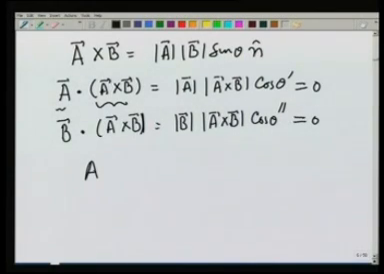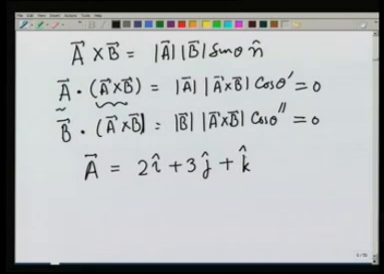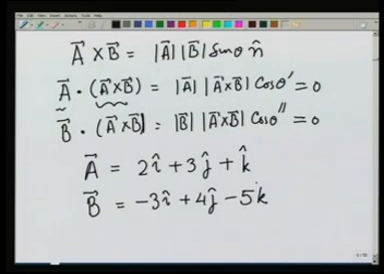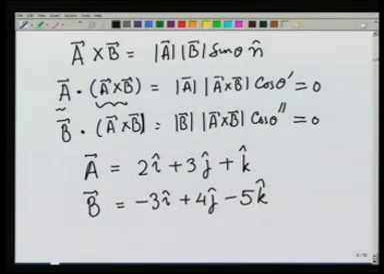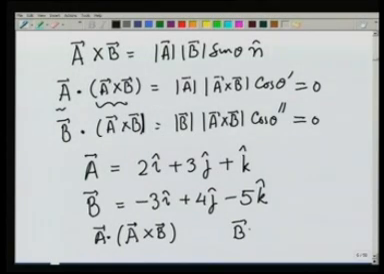Let us take A to be a vector, let us say 2i plus 3j plus k, and B to be a vector, let us say minus 3i plus 4j minus 5k. We want to take their cross product or vector product and show that the resulting vector is really perpendicular to both A and B. So, what we will do is calculate A cross B and then take dot product with A and take dot product with B.